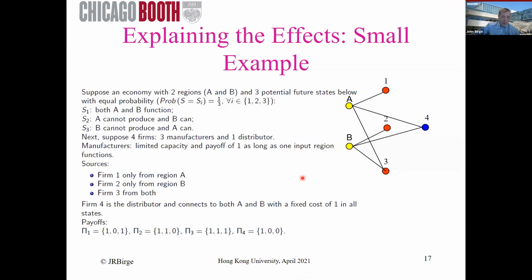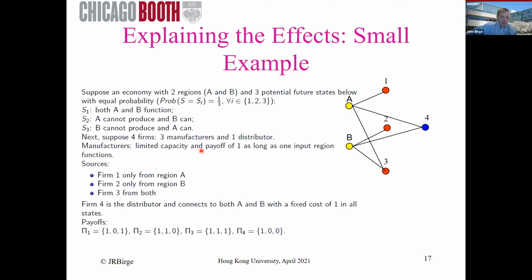So let's just suppose an economy where we have 2 regions, A and B, and let's say there's either a good state of the world in the future, a good state for both A and B, or a state of the world in which A cannot produce and B can, or a state of the world in which B cannot produce and A can.